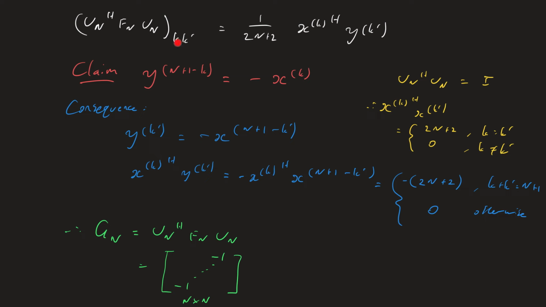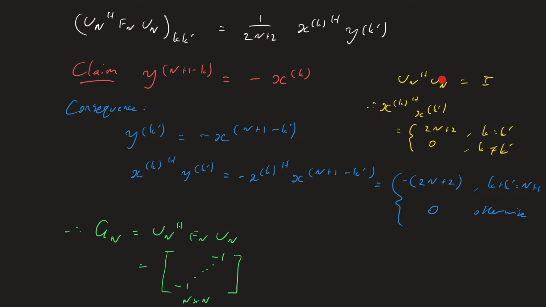The element in the k-th row and k'-th column is given by this expression here, and we can now evaluate x_k Hermitian transpose y_k'. We get down here that x_k Hermitian transpose y_k' is equal to x_k Hermitian transpose, which stays the same, and y_k' is the same as negative x_(N+1-k'). We already know how to evaluate an x Hermitian transpose times x because U Hermitian transpose U is the identity.